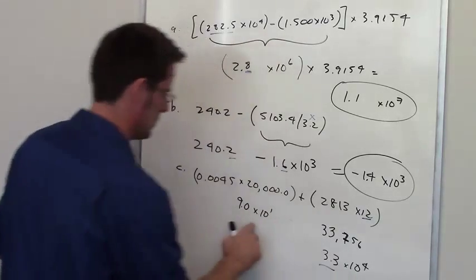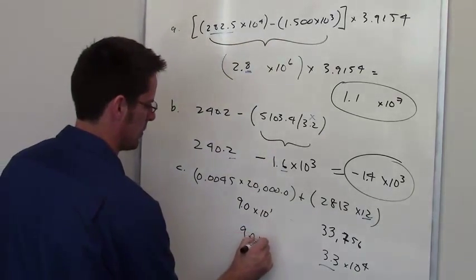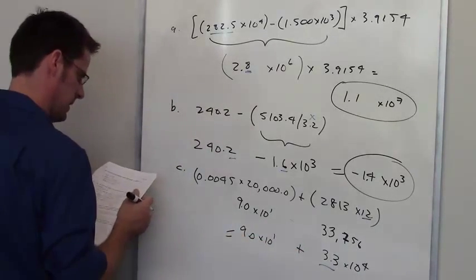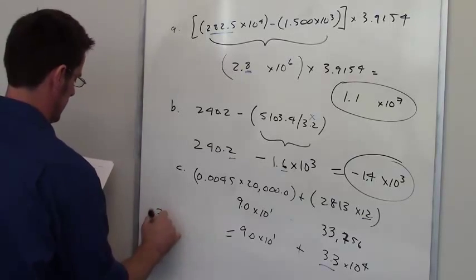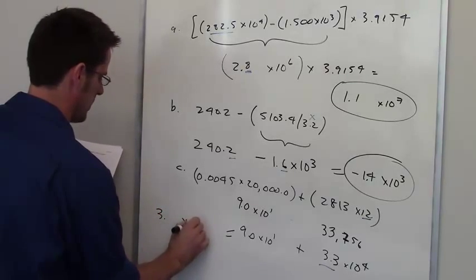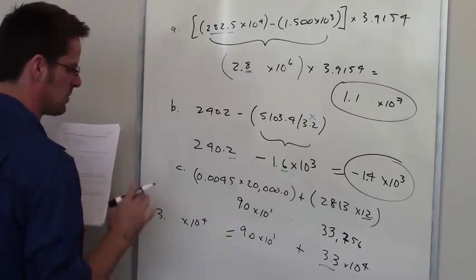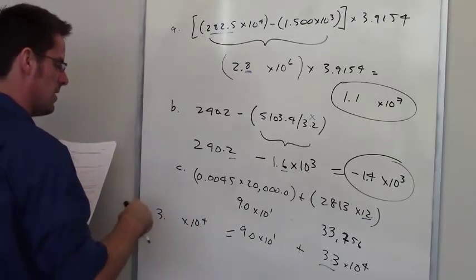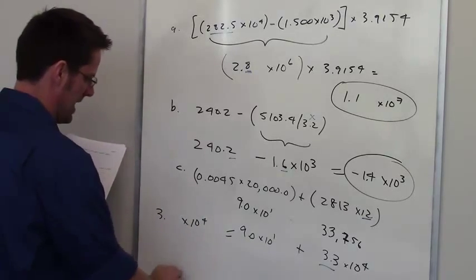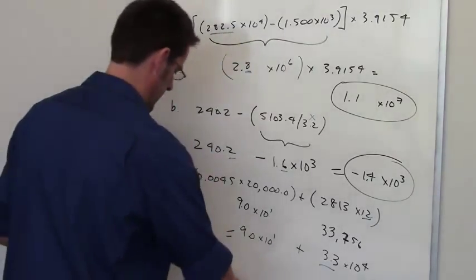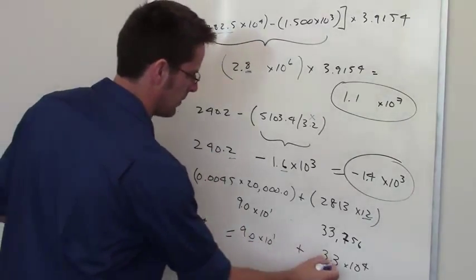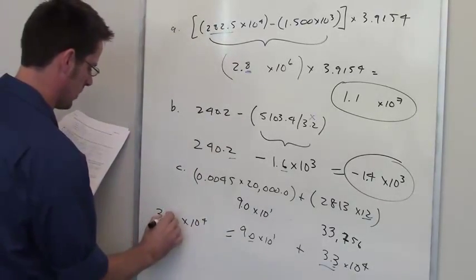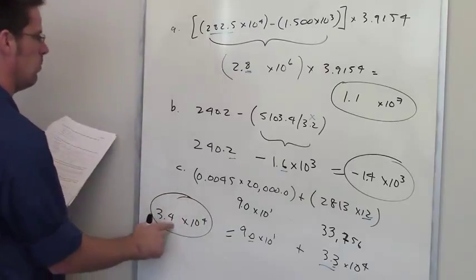Now I have to add these two numbers, 9.0 times 10 to the 1st, added together with 3.3 times 10 to the 4th. When I add those two together, I end up getting a final answer of 3 point some stuff afterwards, times 10 to the 4th. When I think of the stuff, though, I have to remember that this is an addition problem, so I have to make sure that my answer only has the same number of decimals as whichever value possessed the smallest number of decimals. In this case, both of these values only possess 1 decimal, so my final answer here ends up being 3.4 times 10 to the 4th, going out 1 decimal place.